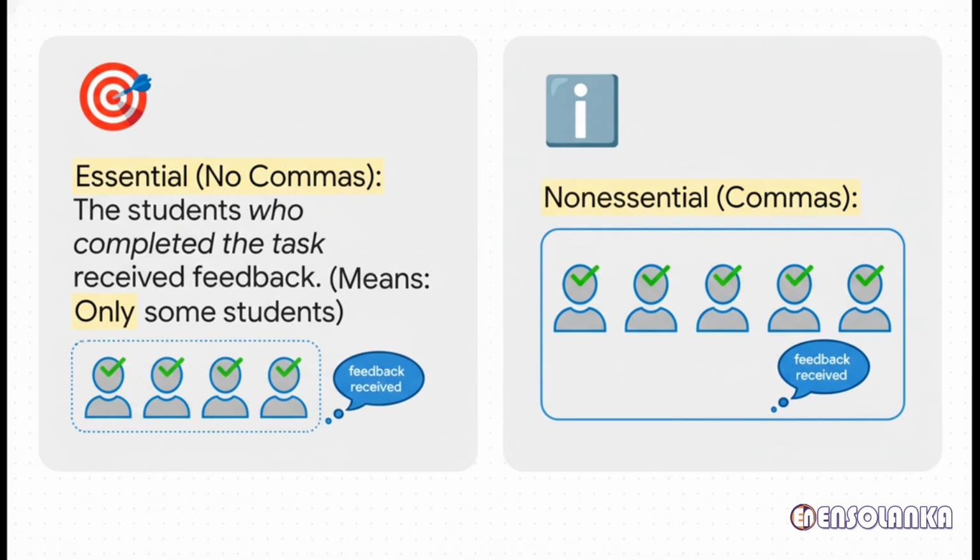Now, look at the right, with commas. The students, who completed the task, received feedback. Here, the clause is just extra, non-essential information. It implies that all the students completed the task, and by the way, they all got feedback. See the massive difference in meaning?